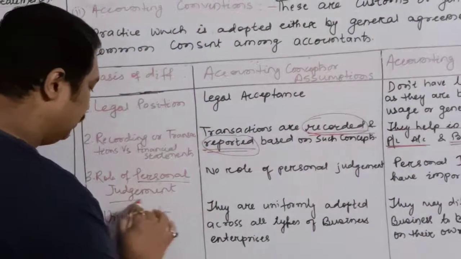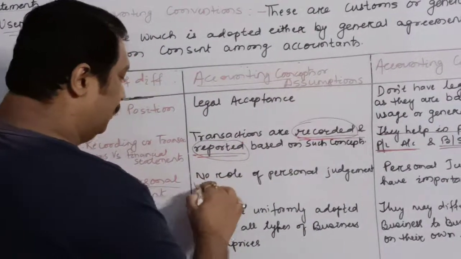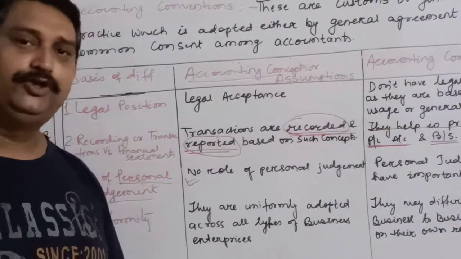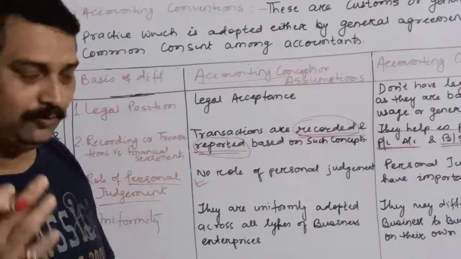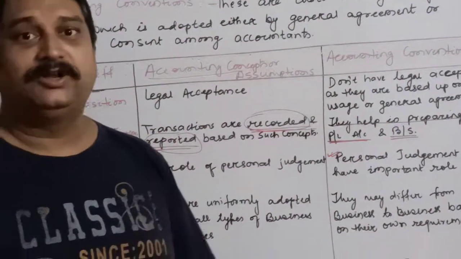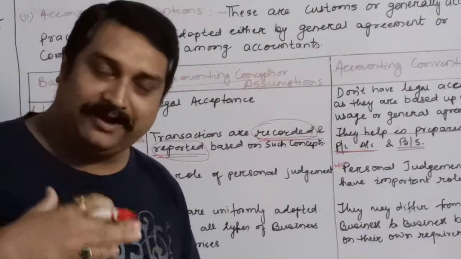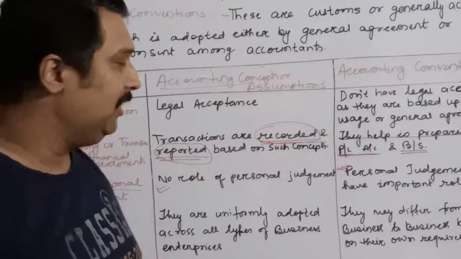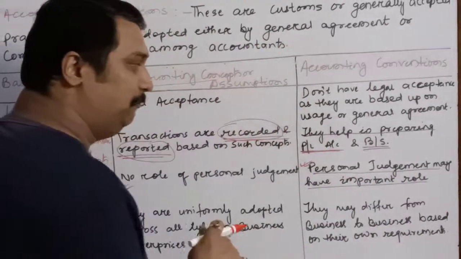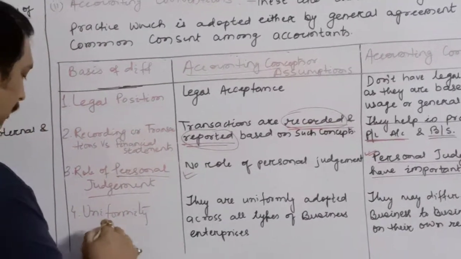Role of personal judgment. In the case of accounting concepts, you may not need any personal judgment because they are set rules which you have to follow as an accountant. But in the case of accounting conventions, you may make certain modifications based on the requirements of your business or your industry. So personal judgment may have an important role to play while preparing the profit and loss account and the balance sheet.